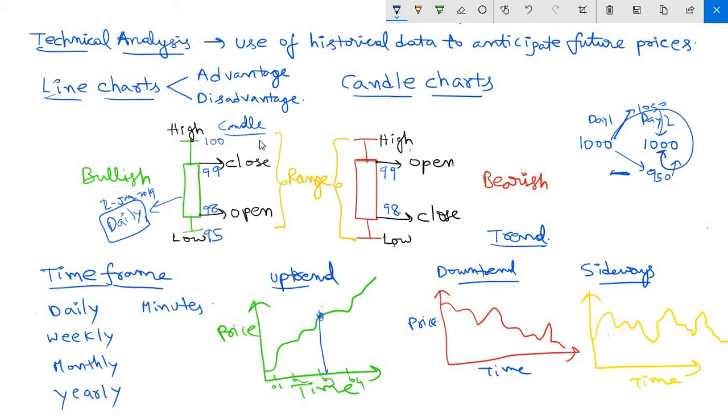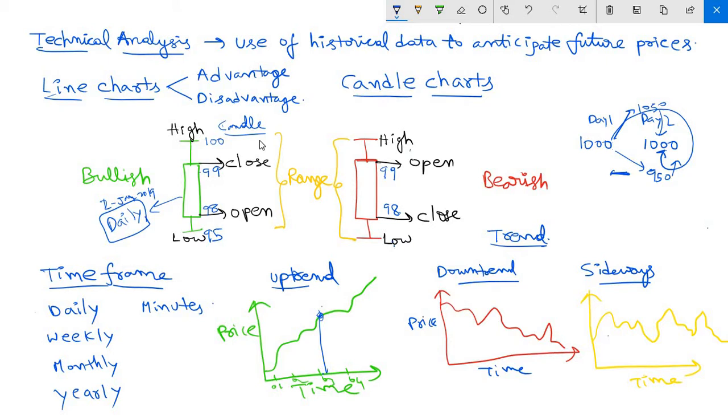Okay. So, one more thing: what are some of the things that you need to take care of? In a candle, the width of this rectangular bar doesn't mean anything. The width doesn't matter at all. Only the height matters, because the height indicates how much movement has happened during the day. The height of the lines also matters, because that indicates how high and low it went throughout the day. That means the range, how much movement was there in the price.